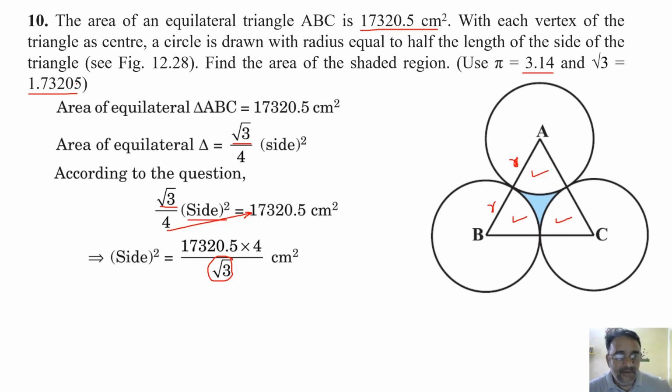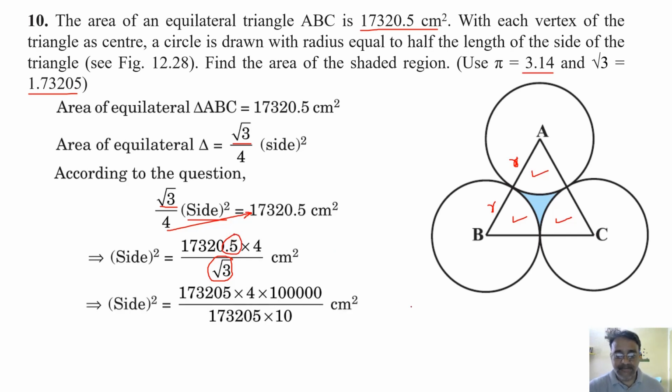So what we will do, we will multiply and divide by 1 lakh, right? 5 zeros. And here one decimal is given, so we'll multiply and divide by 10. So if you do, you will get this step. Once this step is clear, we will move ahead. Yes, sir. See, if we remove the decimal here, 10 comes, and if we remove the decimal of root 3, 1 lakh comes here. This is clear?